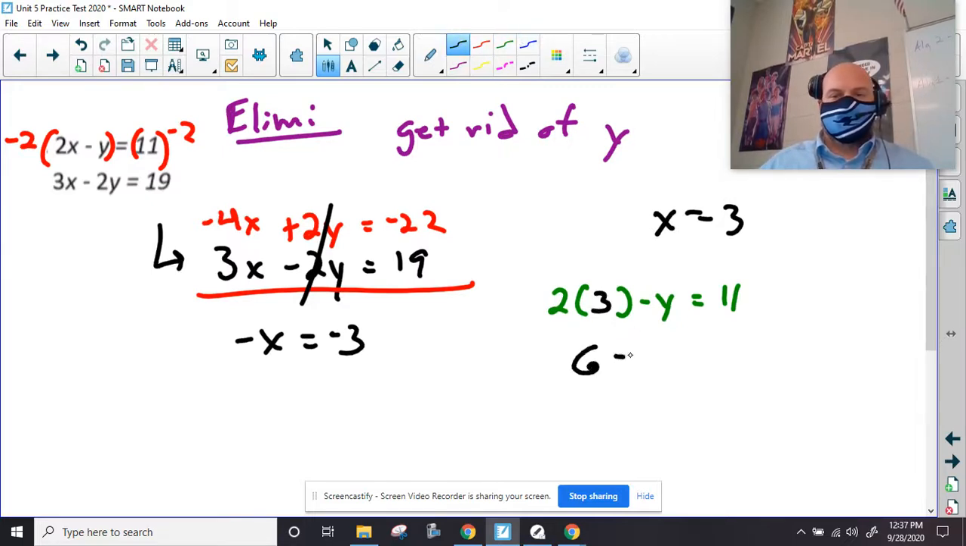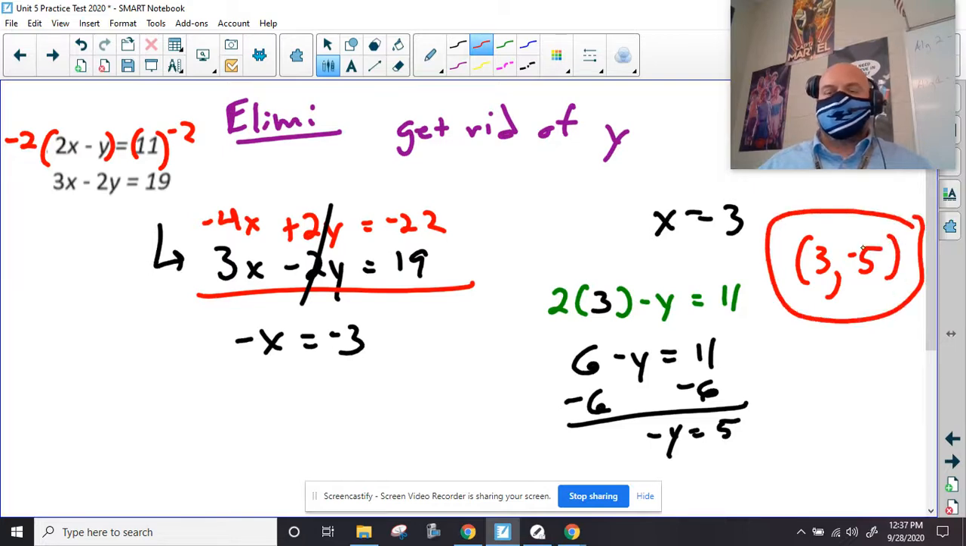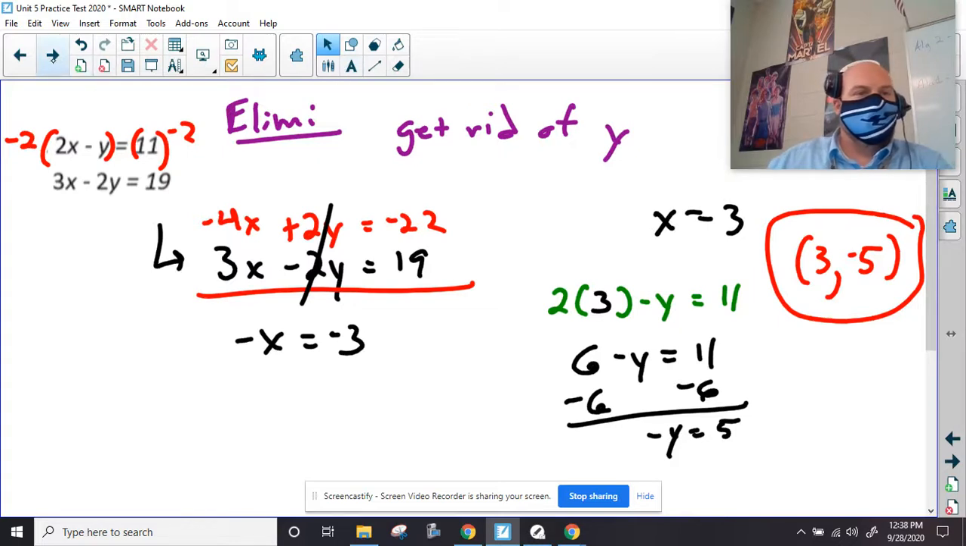So I get negative y equals 5. So it's going to be the opposite of that. So I get 3, negative 5. All right, even if you don't graph these, the answers are still coordinate points.